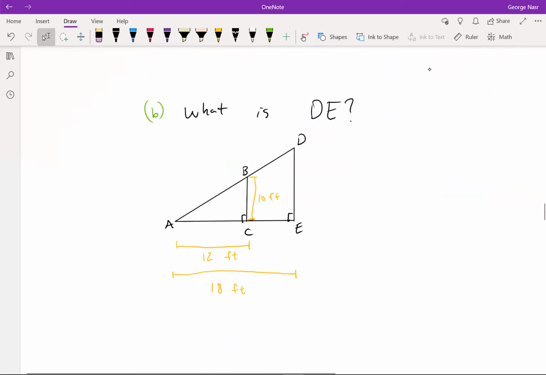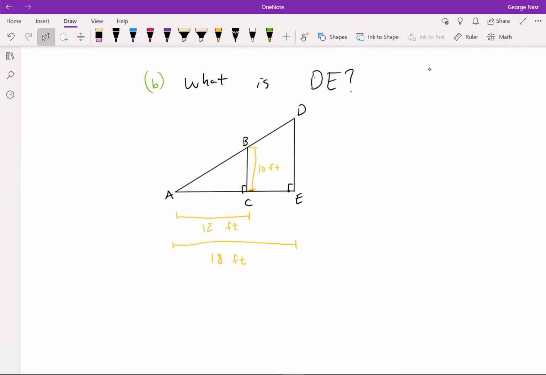Okay, so now let's use the fact that these triangles are similar to our advantage. I've labeled some dimensions. AC is 12, AE is 18, and BC is 10. Can I find DE? The answer is yes, because we know ABC is similar to ADE.